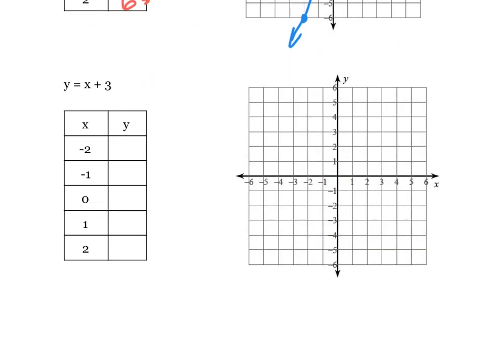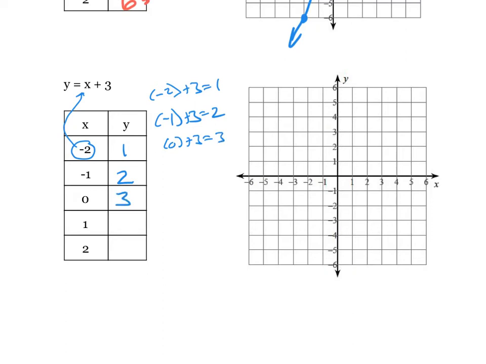Here's another example. Again, we're just plugging in x values into the equation. So I'm going to take negative 2, plug it in for x. I'd have negative 2 plus 3, which is 1. Then I plug in negative 1. I'd have negative 1 plus 3 is 2. Plug in a 0. I'd have 0 plus 3 equals 3.